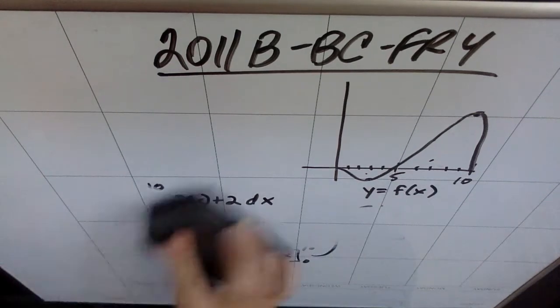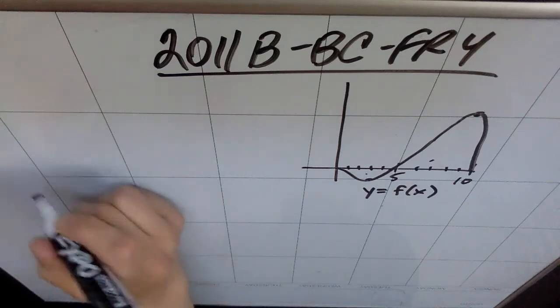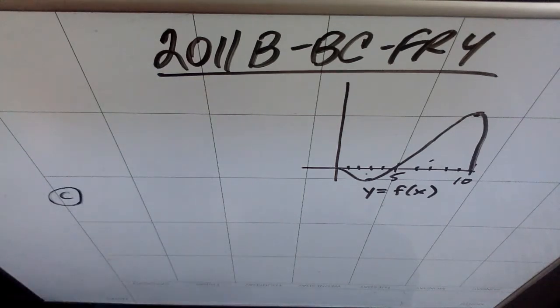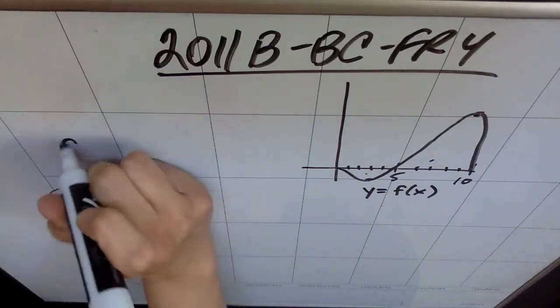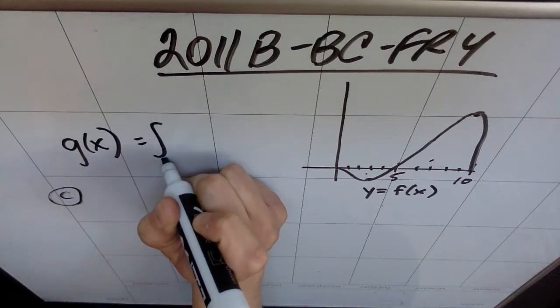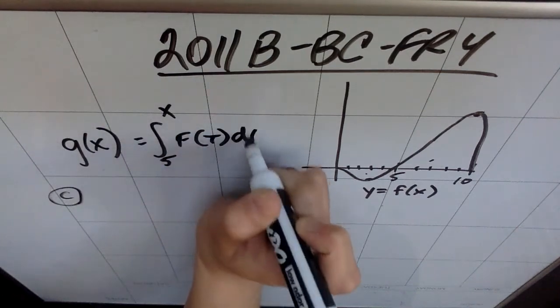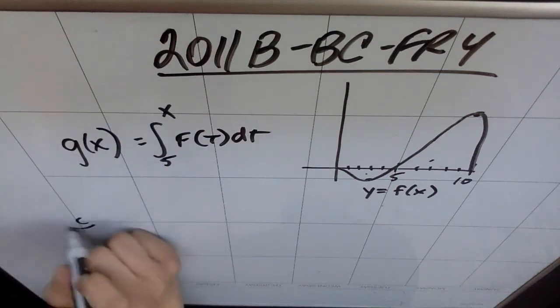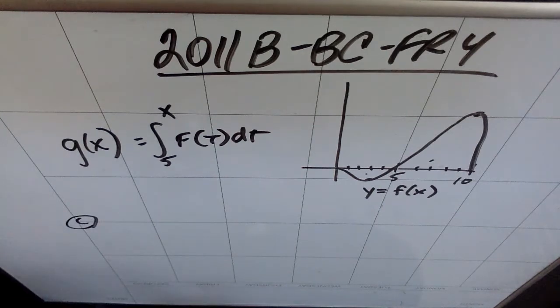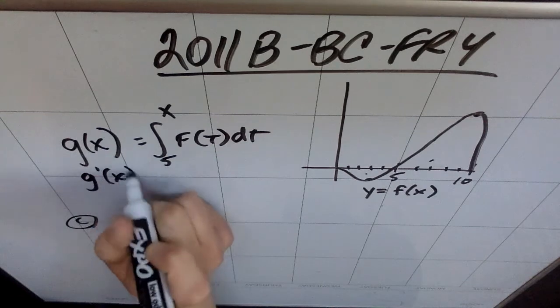Explain your answer. Okay, so this is one of those ones where you want to make a math flowchart, right? We're asked to do 2 things. First thing we're given is that g of x is the integral from 5 to x of f of t dt, right? Now, they ask me about concave up and decreasing, so I might as well bust out some derivatives now because I know I'm going to need them.